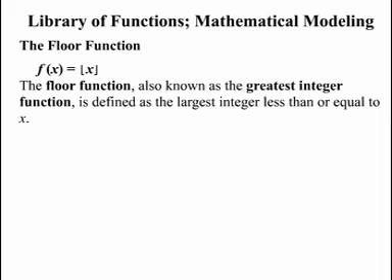The floor function, f of x equals x in brackets that do not have the horizontal part to the top of the brackets. The floor function is also known as the greatest integer function. It is defined as the largest integer less than or equal to x. So for instance, if x is equal to 3.2, the floor of x would just be equal to 3.